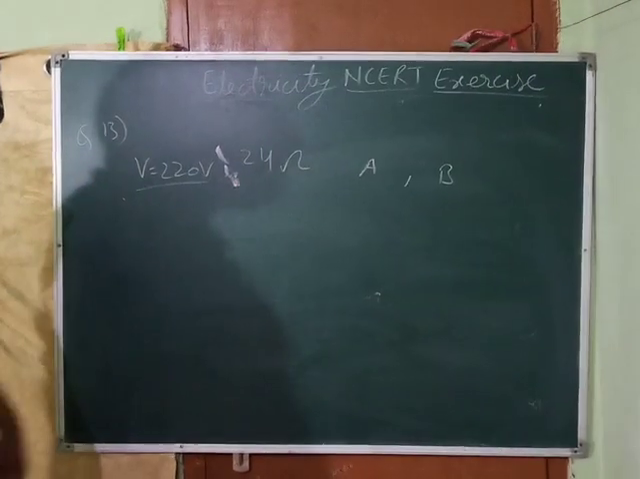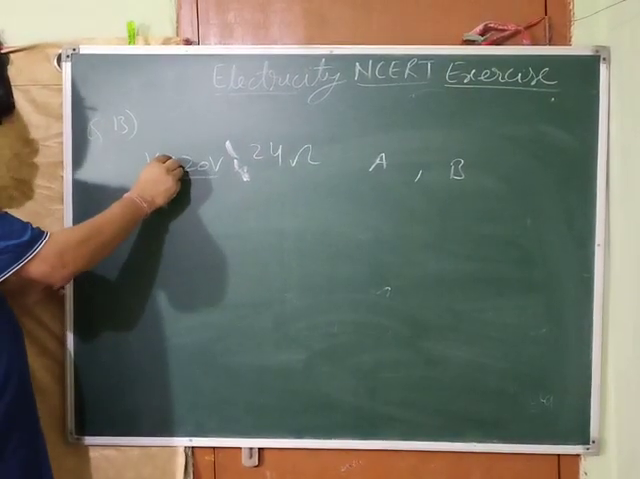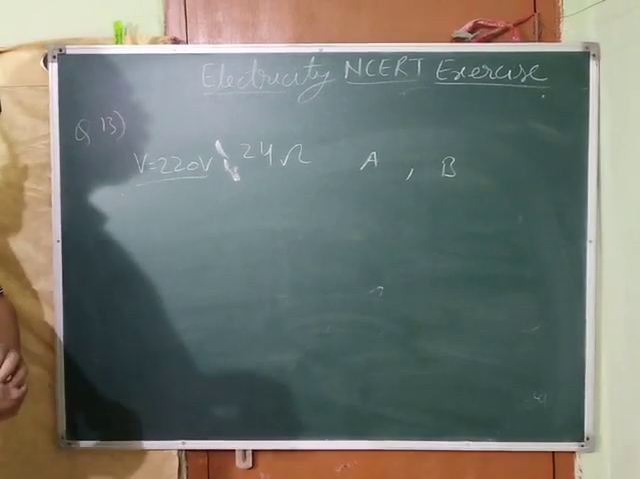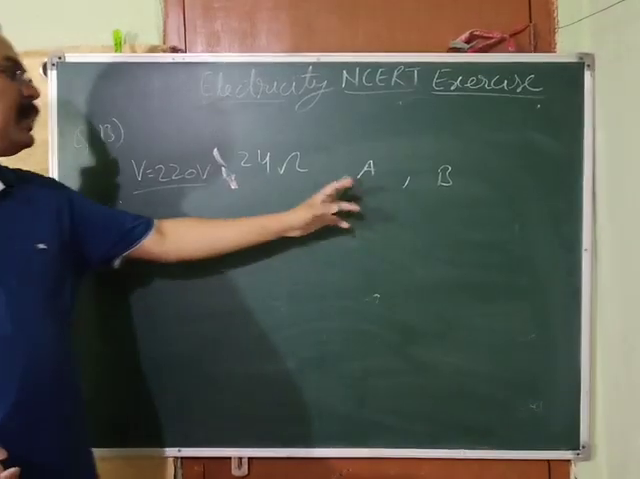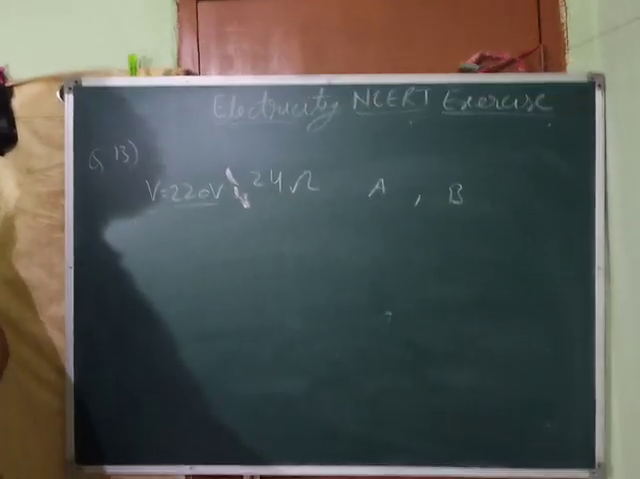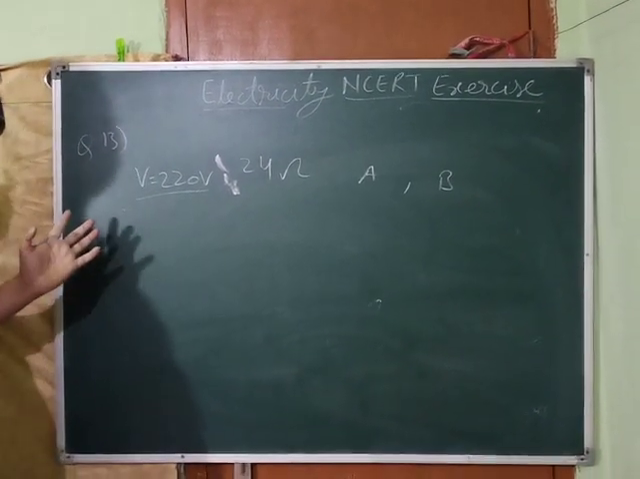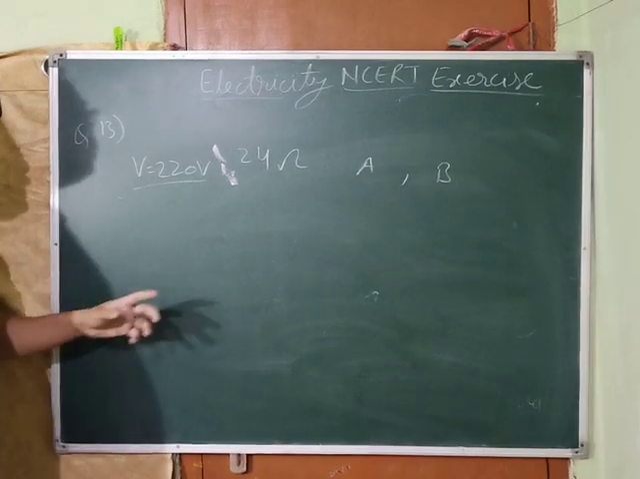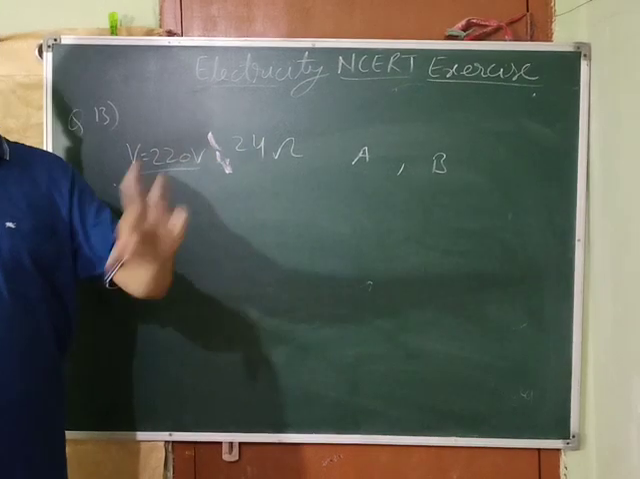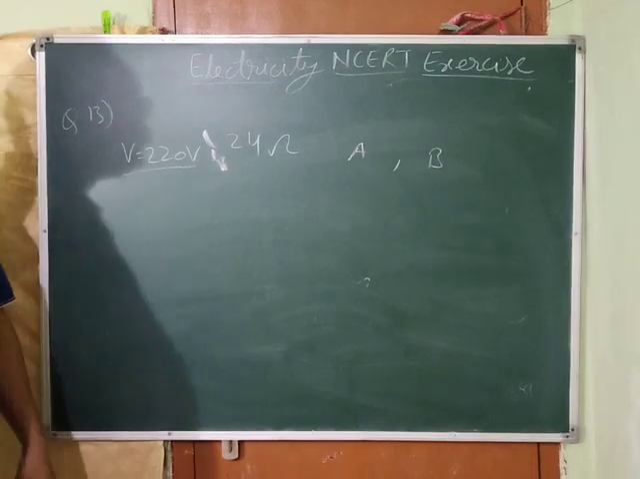See question number 13. What is given? There is a supply of 220 volt, and what is connected? An electric oven is connected to this. An oven has got how many coils? It has got two coils, A and B, and both the coils have a resistance of 24 ohm. Now this oven has a facility: either you can light up one coil, or you can light up both the coils either in series or in parallel. Now the question is what will be the current in the circuit in all three cases?